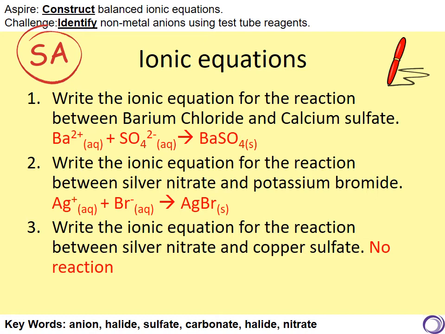And finally, the reaction between silver nitrate and copper sulfate would present no reaction because silver nitrate is a test for halide ions and copper sulfate contains no halide ions. For a reaction with copper sulfate, we would have needed to add barium chloride to test for the sulfate ions. If you need to pause the video and correct your work, do so now.